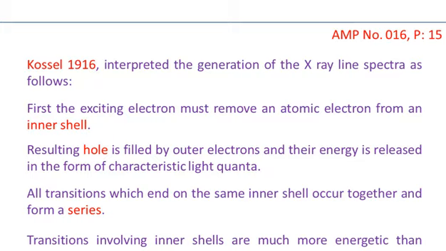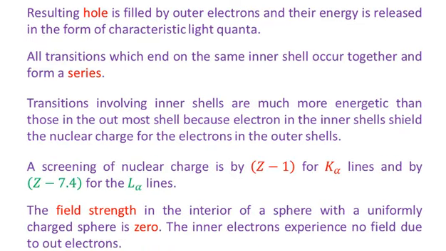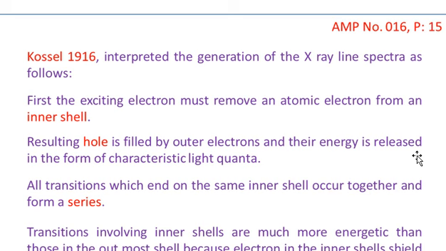Kossel in 1916 interpreted the generation of X-ray line spectra as follows. First, the exciting electron must remove an atomic electron from an inner shell. For example, you must remove an electron from the K shell if you want to observe the K series, or if you want to observe the L series, you must remove an electron from the L shell. If you want to observe an M series, you must remove an electron from the M shell.